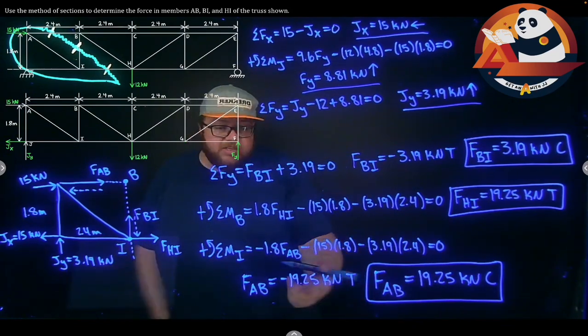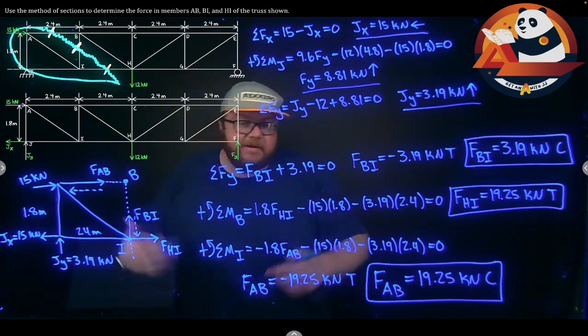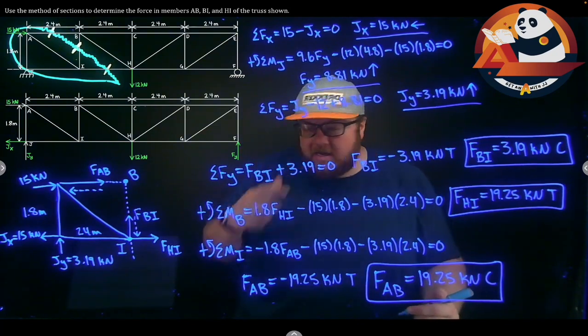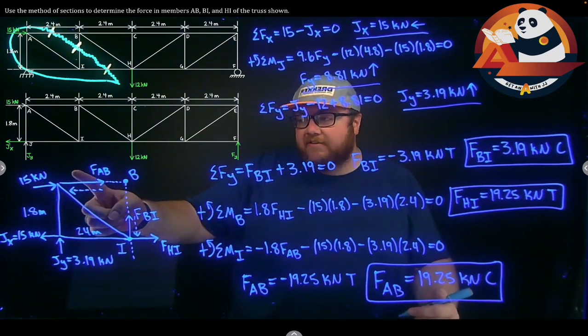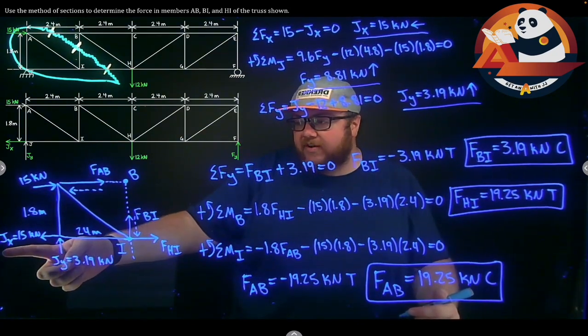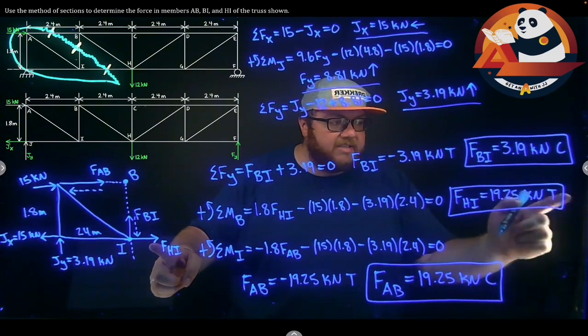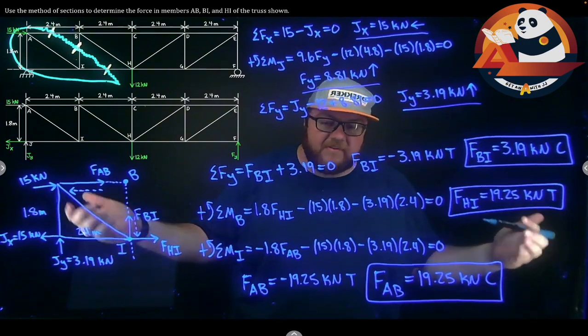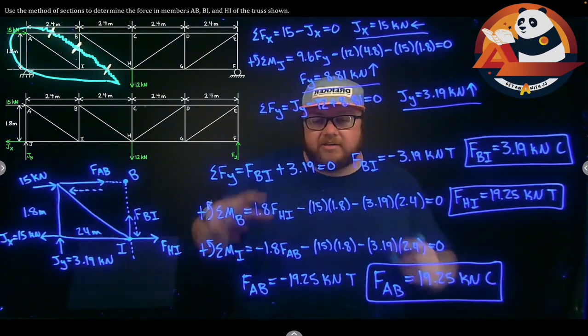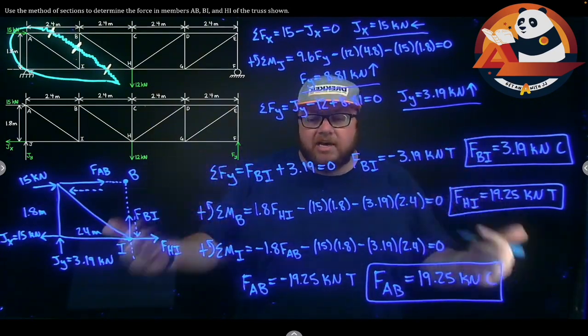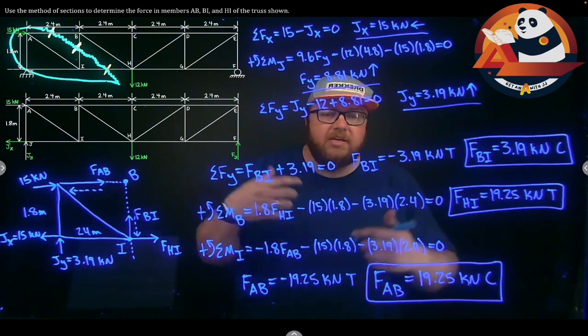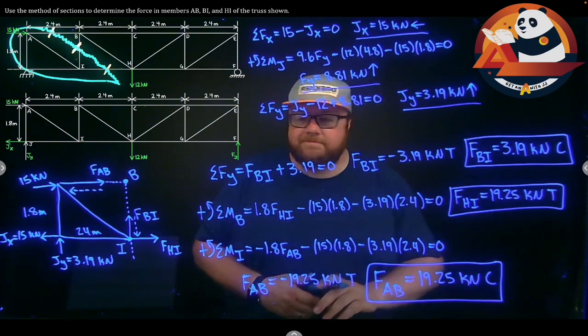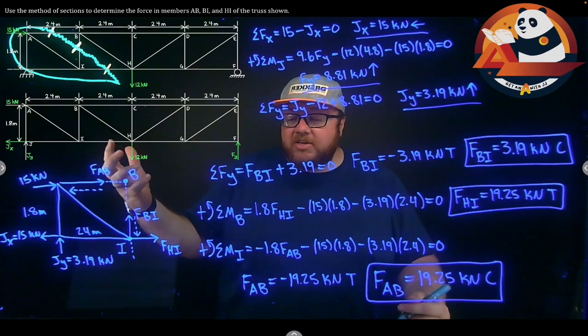If I had summed forces in the X instead of moments a third time, that would have been a valid approach for us. I would have had 15 plus FAB minus 15 plus FHI, which is 19.25, equals 0. And FAB would have to be 19.25 for that to work out. We'll get the same answer. There are different approaches to these problems. Don't feel like there's one correct solution. Choose something and go with it. We'll get you there. But hopefully this is a useful video for you.